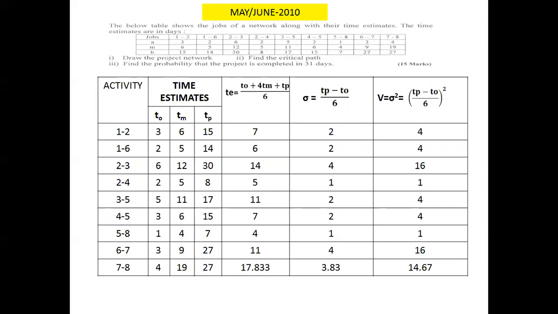So once again, you go through this regarding the calculation of expected time based on the equation (TO plus 4TM plus TP) upon 6, and we'll continue to find the probability of completion of the project on the scheduled date, that is 31 days, in the next session.